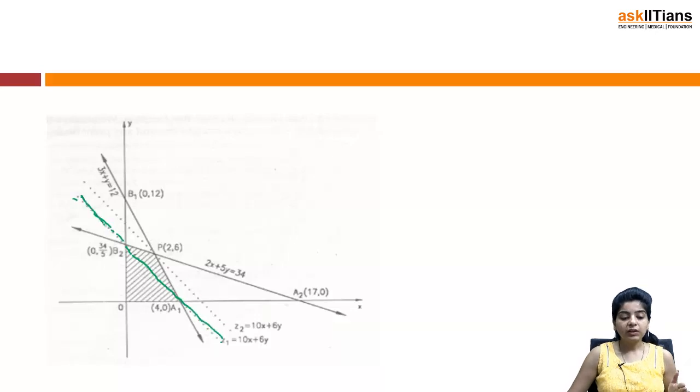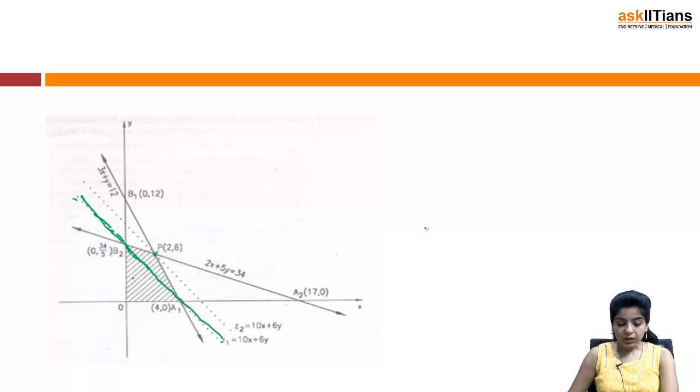Now this line, we can clearly see that it is not farthest from the origin. Now I can write, and if I draw another line 10x plus 6y equal to z2, this line is going to be parallel to this line, and this line has this point in common with the feasible region, and it is farthest from the origin. If I take any other line parallel to this line further, if I go further, I cannot find a line which has at least one point common to the feasible region, and therefore this is the required line.